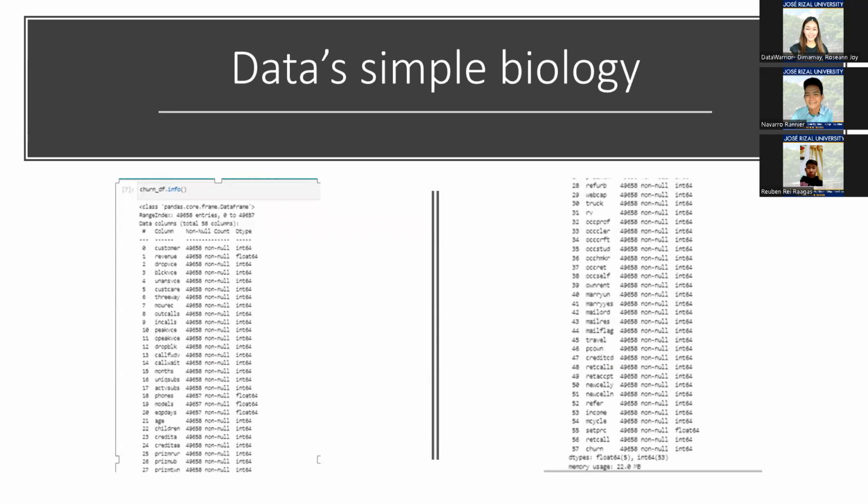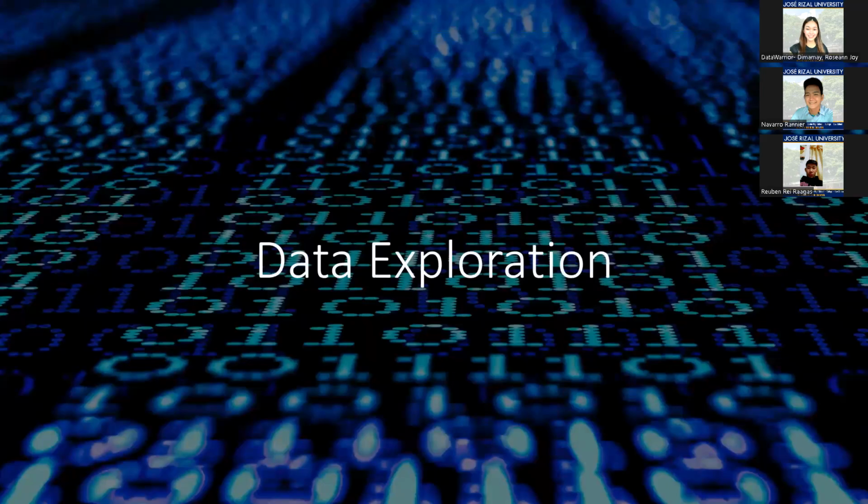Here we can see the data simple visualization. The revenue seems to only have a small difference between the churned and non-churned ones, with the churned ones having a higher average revenue of 60 and the non-churned ones an average of 50. Okay, we will now explain the data exploration. Now we will be showing some examples of data exploration.